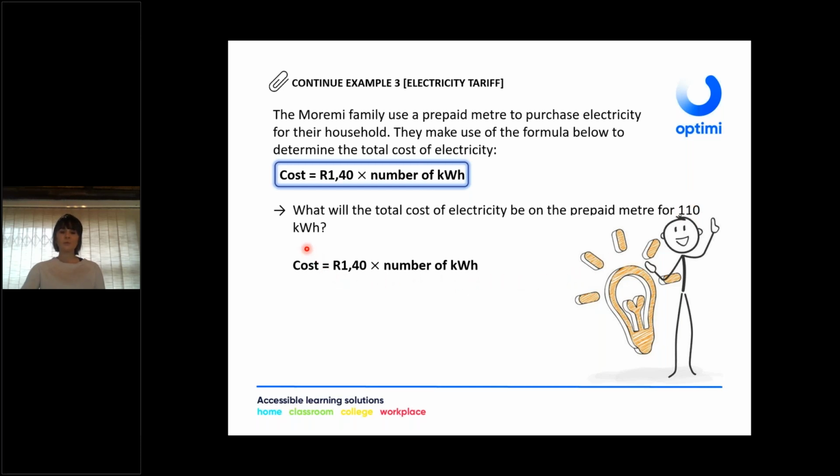Now, very important, we wish to determine the cost. The tariff is given to us, which is 1.40 Rand for every kilowatt used, and the number of kilowatts that they are going to purchase is 110. It is quite simple, just substituting the values given into the formula, which is also provided. If you key this into your calculator, you will get a final answer of 154 Rand. Hence, 110 kilowatts will cost the Moremi family 154 Rand. It is quite straightforward if you know how to interpret your question and what information to use.